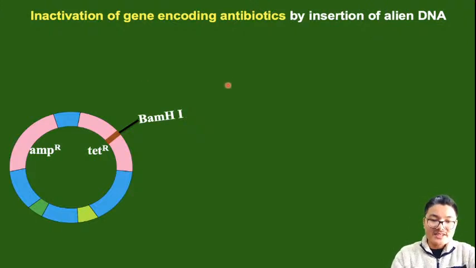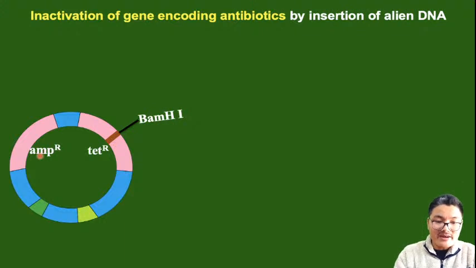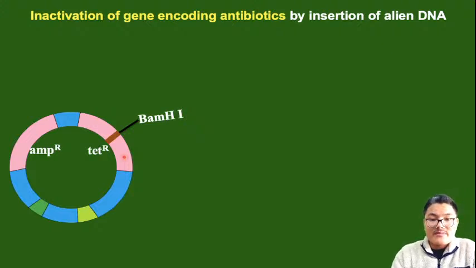Suppose here we have the pBR322 plasmid, wherein we have the ampicillin resistance gene and the tetracycline resistance gene. At the recognition site, or cutting site, or restriction site, or cloning site of BamHI, there is cutting by the BamHI restriction enzyme and insertion of a new gene, and that's why there is now inactivation of the tetracycline resistance gene, the gene encoding antibiotic resistance.